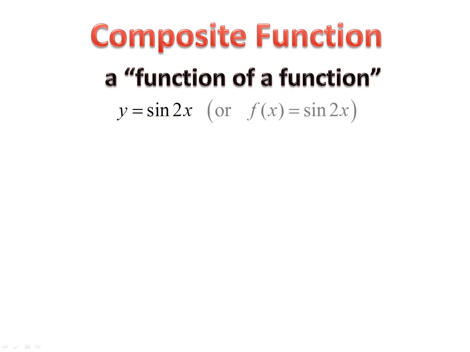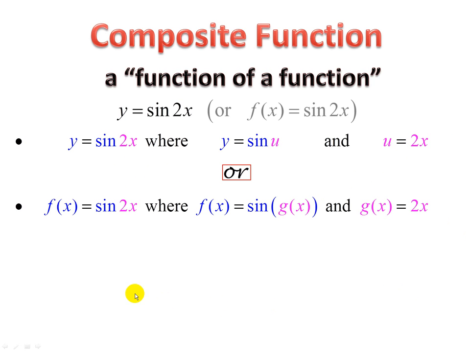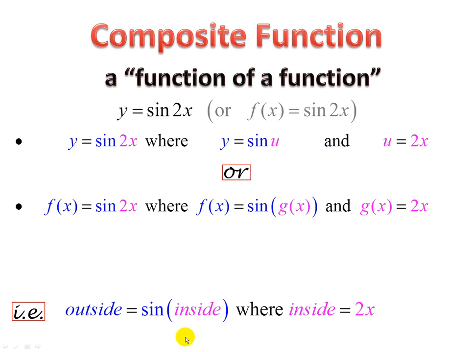Here's another one. y equals sine 2x. Oh, be careful here. The outside is the sine. y equals sine of u, and the inside is 2x, where u equals 2x. Or, in f of x notation, f of x is sine, and g of x, the inside, is equal to 2x. There we are. Outside equals sine of inside, where inside equals 2x.